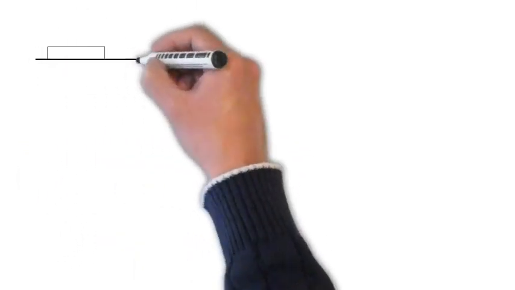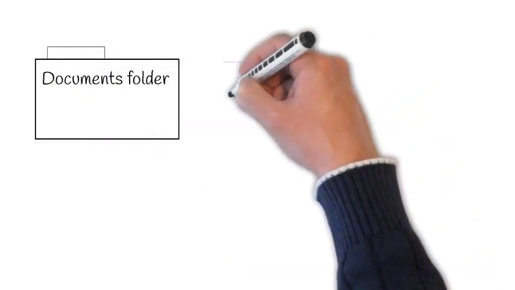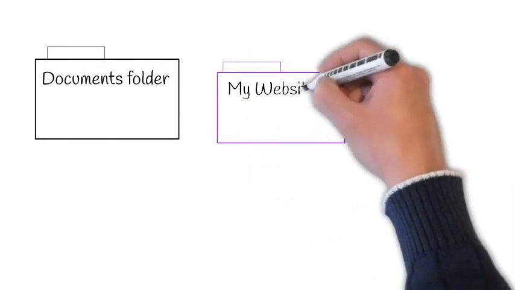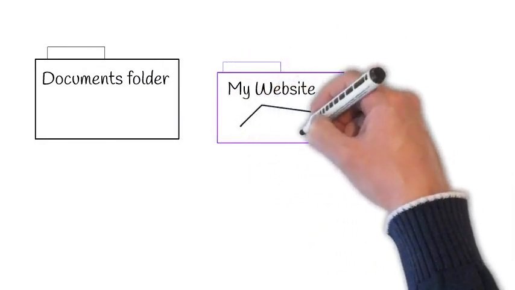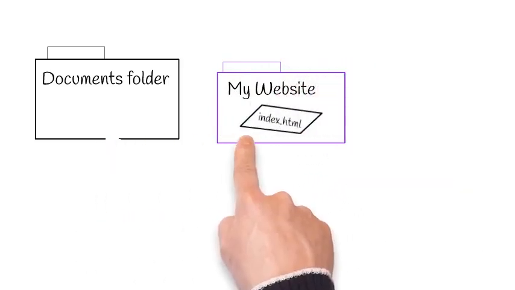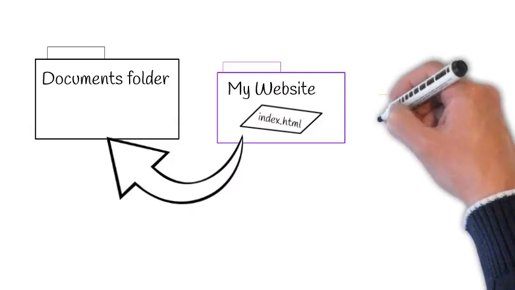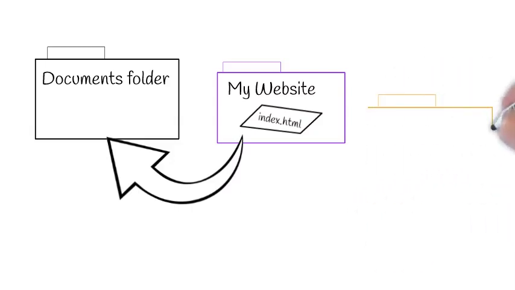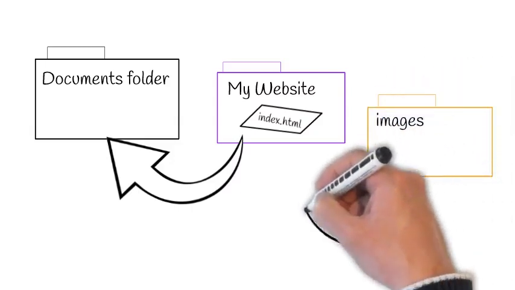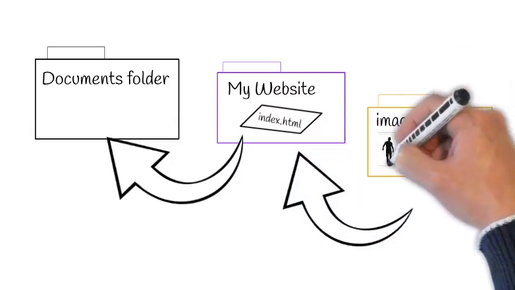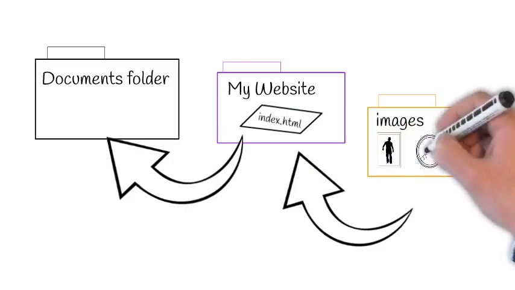If you remember, the first thing we did was find the Documents folder on our Mac. Then the next thing we did was make a folder inside of that, which we called My Website. And then we created our first page, which we put inside that folder, called index.html. Well, the next thing we're going to do is create a folder inside the My Website folder called Images. And we're going to store our images inside of that folder.